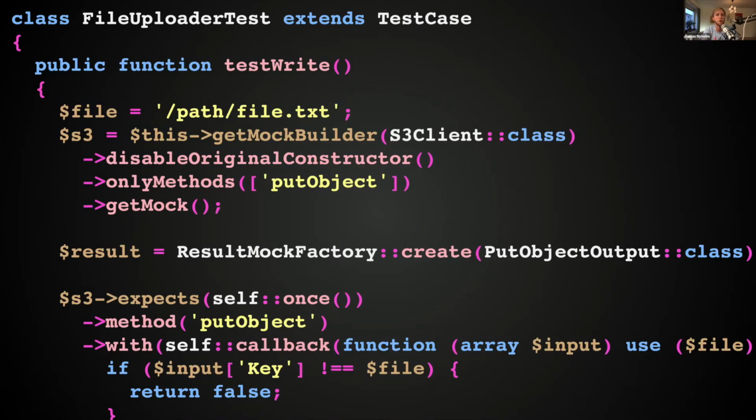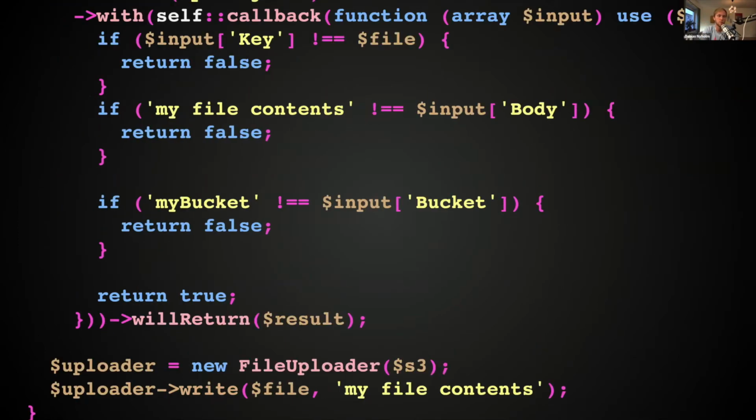You get the mock builder to mock the S3 client. You say you want to mock the put object method. There's maybe something magic with the result mock factory: the result of the put object method is a put object output, and you use the result mock factory to create such output, and then you just validate the input as you normally would.